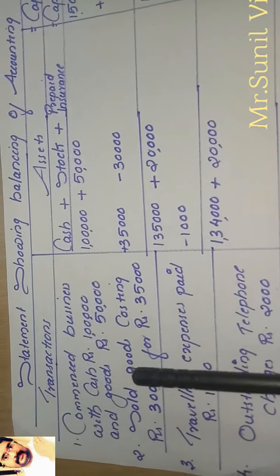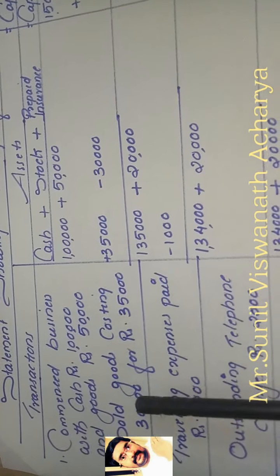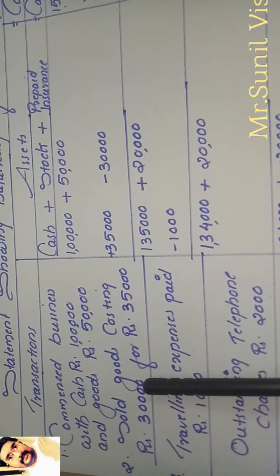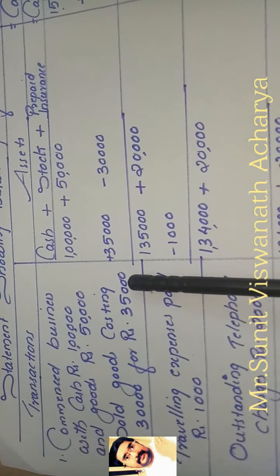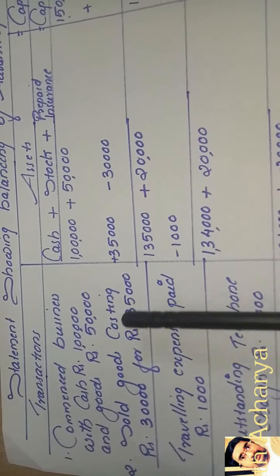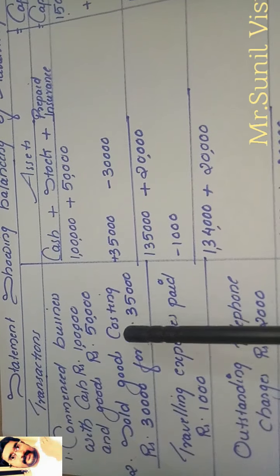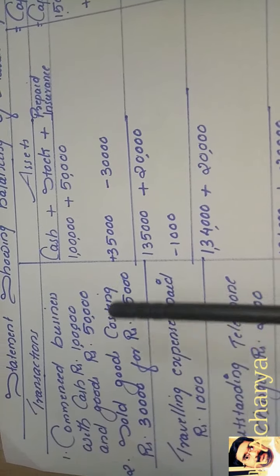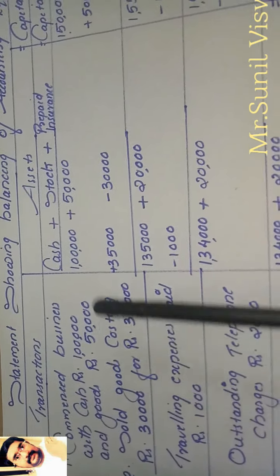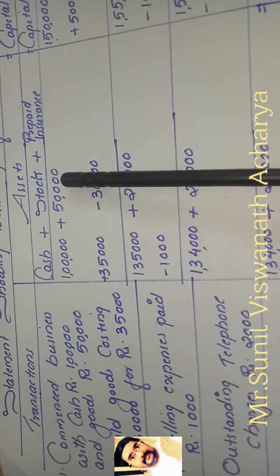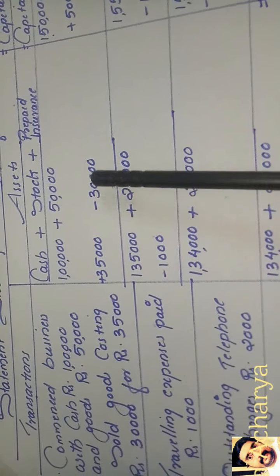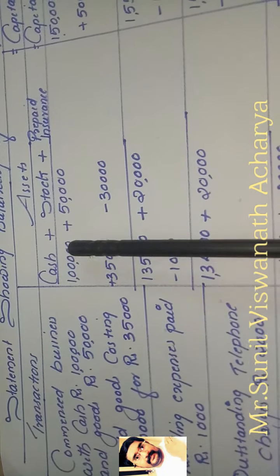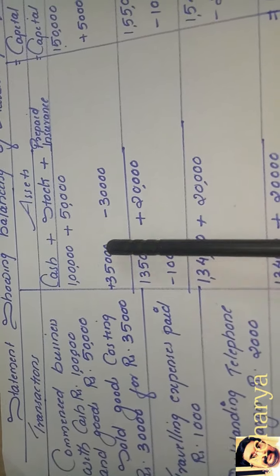Now the second transaction, sold goods costing rupees 30,000 for rupees 35,000. That means goods of 30,000 rupees we sold for rupees 35,000. Nothing is mentioned in the question that it is for cash. Otherwise, if only a name is mentioned, it is on credit. Here the name is also not mentioned, and credit is also not mentioned, then it is for cash. So 30,000 goods we sold, so stock will decrease by 30,000. From the stock 50,000, we have to minus 30,000. We sold for rupees 35,000, so we are getting cash. So add 35,000 to cash.